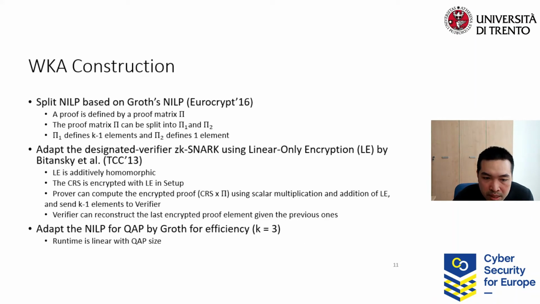Then the prover can compute the encrypted proof elements from the CRS and the proof matrix pi using the scalar multiplication and addition operations of the LE scheme. The verifier can then reconstruct the last encrypted proof element given the previous k-1 elements that the prover sent. For efficiency, we also adapt the NILP for quadratic arithmetic programs, which has only 3 proof elements, and the runtime is also linear with the quadratic arithmetic program size.